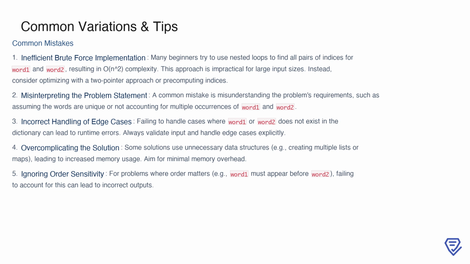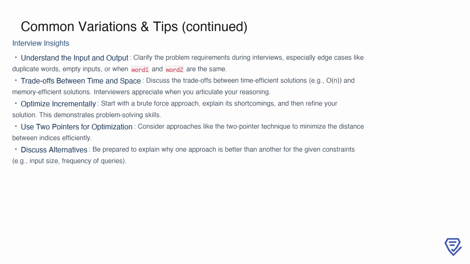Finally, pay attention to whether the problem is order sensitive. If, for example, the question requires word 1 to appear before word 2, failing to account for this detail could result in incorrect outputs. Now, when approaching this problem in an interview, there are a few key insights to keep in mind. First, make sure you fully understand the input and output requirements. For example, clarify how to handle duplicate words, empty inputs, or situations where word 1 and word 2 are the same. Next, always discuss the trade-offs between time-efficient and memory-efficient solutions.